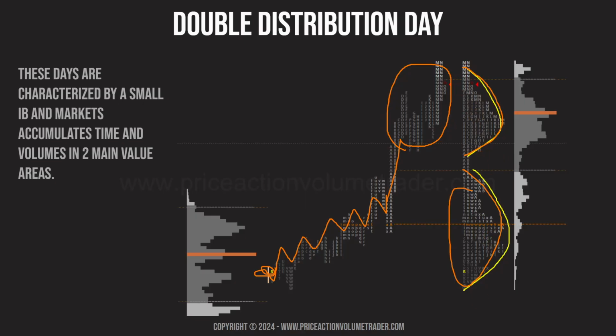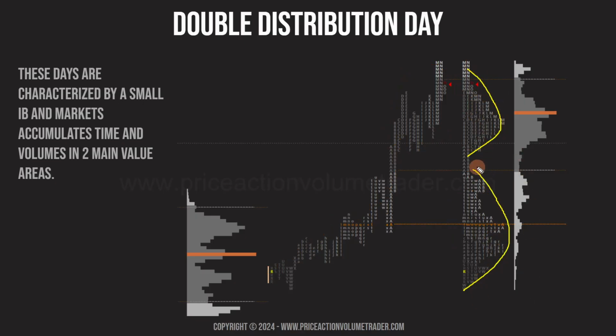And you can see how we build this double distribution with a low volume node area, let's say, in the middle. If we look at a volume profile, you can see that actually we did not build a lot of volumes, because remember, this is time, these are volumes.